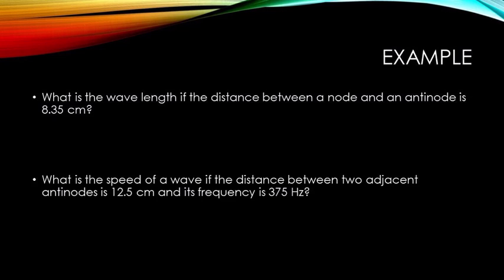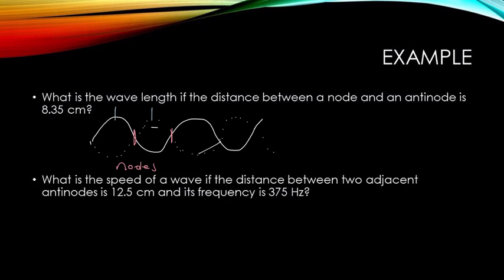Alright, so some examples. What is the wavelength if the distance between a node and an antinode is 8.35 centimeters? So the first thing I'm going to do is draw a diagram. Okay, so that's the first part of the wave, and then remember the standing wave kind of looks like this. Those right there are my nodes, and up at the top are my antinodes.